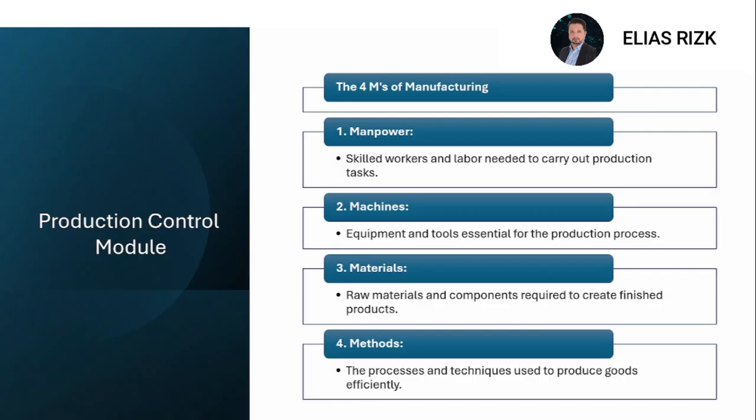The second is machine. This includes all the equipment, tools, and technologies used in the production process. Then material. This includes the raw materials and the components needed to create the final product, or finished good. And the 4th, an important one, is method. This refers to the process or technique used in the manufacturing. So these are the 4 Ms, or key factors, that majorly focus on manufacturing.